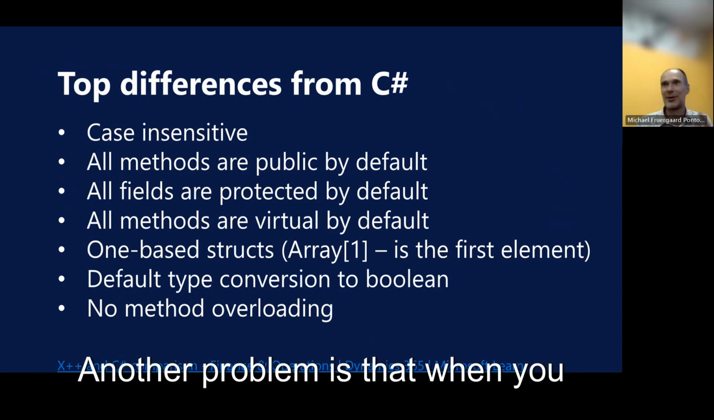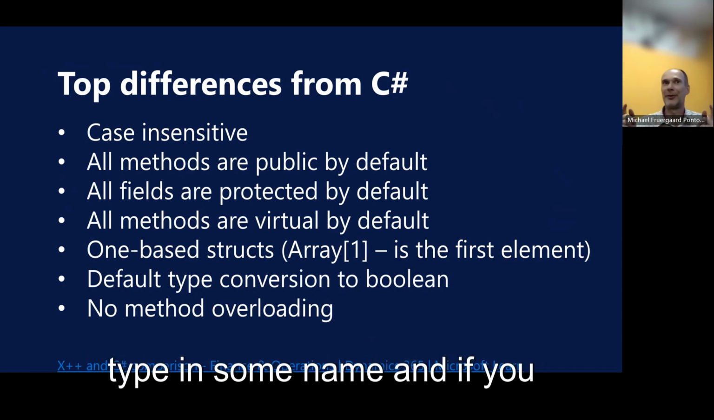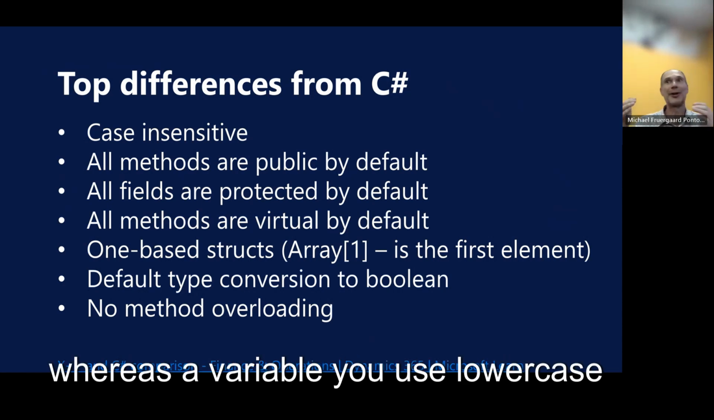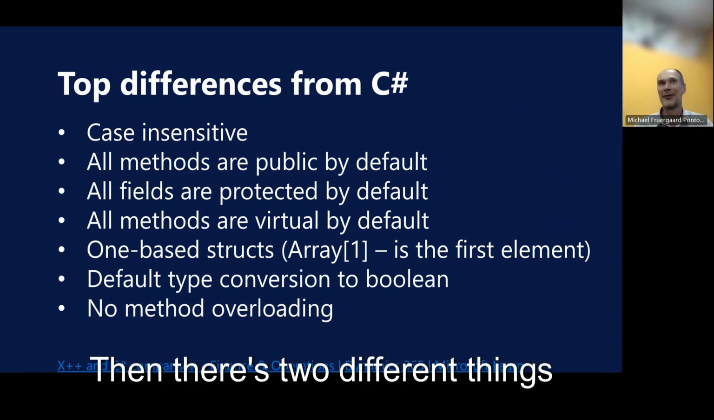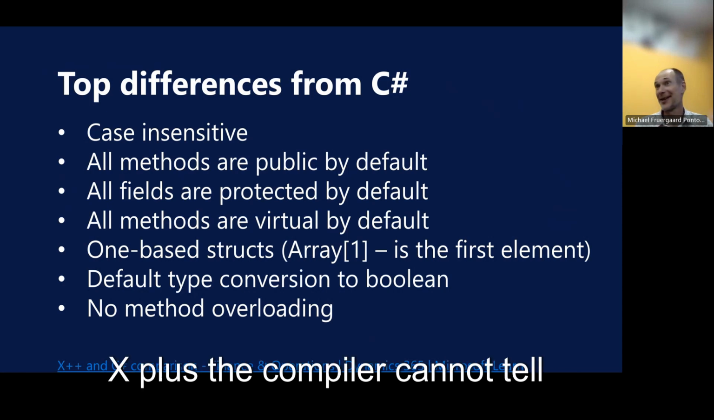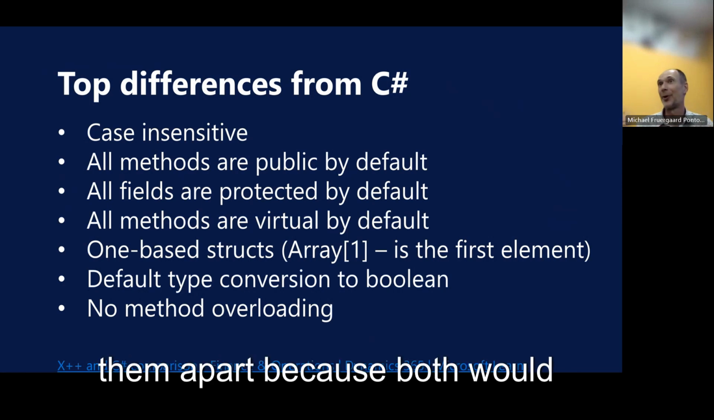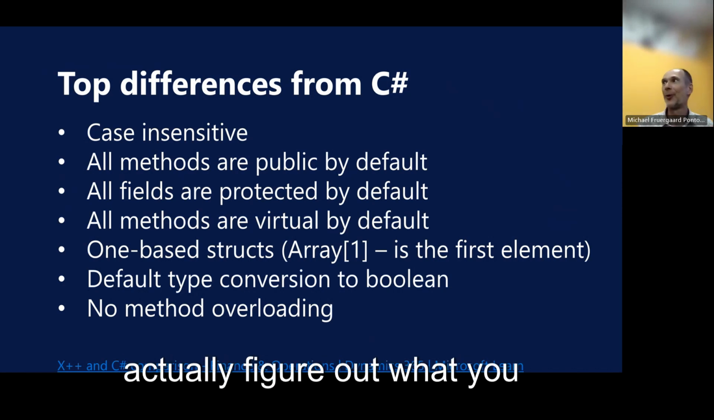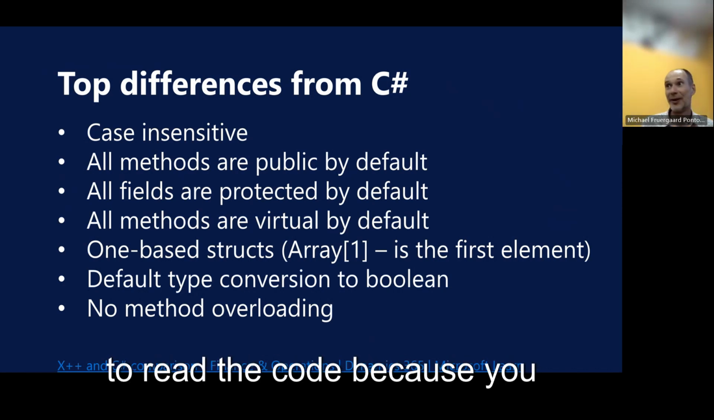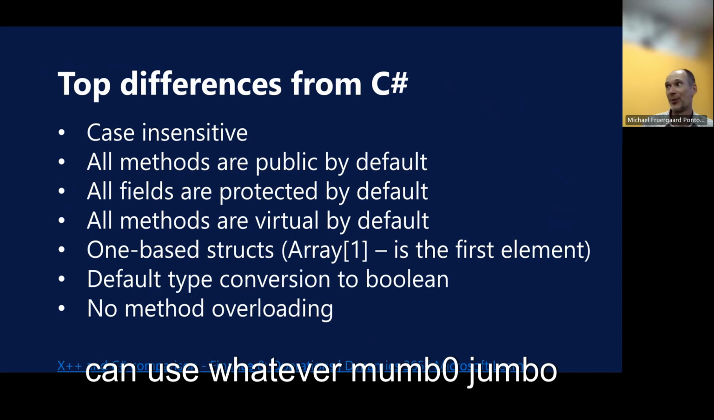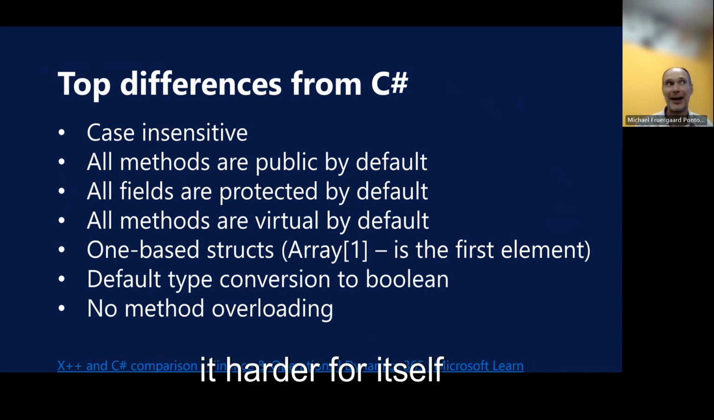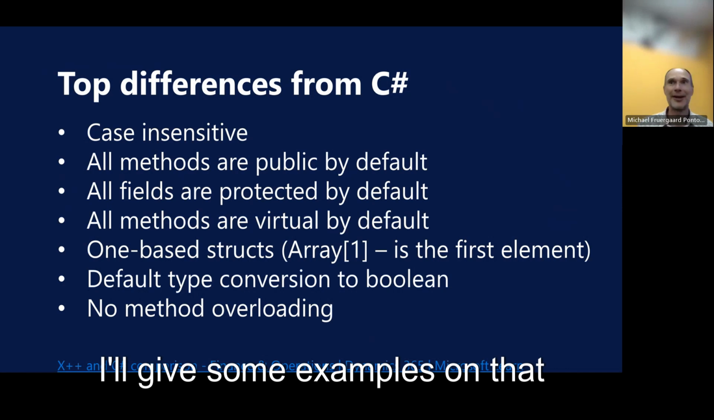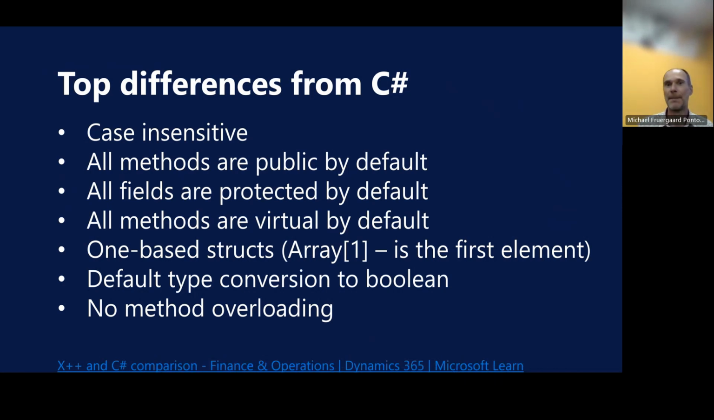Another problem is that when you type in some name, if you use C#, if you start with a capital letter, it means something typically for a type, whereas for a variable you use lowercase. Then there's two different things because it's case sensitive. In X++, the compiler cannot tell them apart because both would go, which means that it's a little bit harder for the compiler to actually figure out what you mean. And it can also make it a little bit harder to read the code because you can use whatever mumbo jumbo you want. So the compiler actually made it harder for itself there. And there are some implications of that. I'll give some examples on that later, but it is case insensitive.